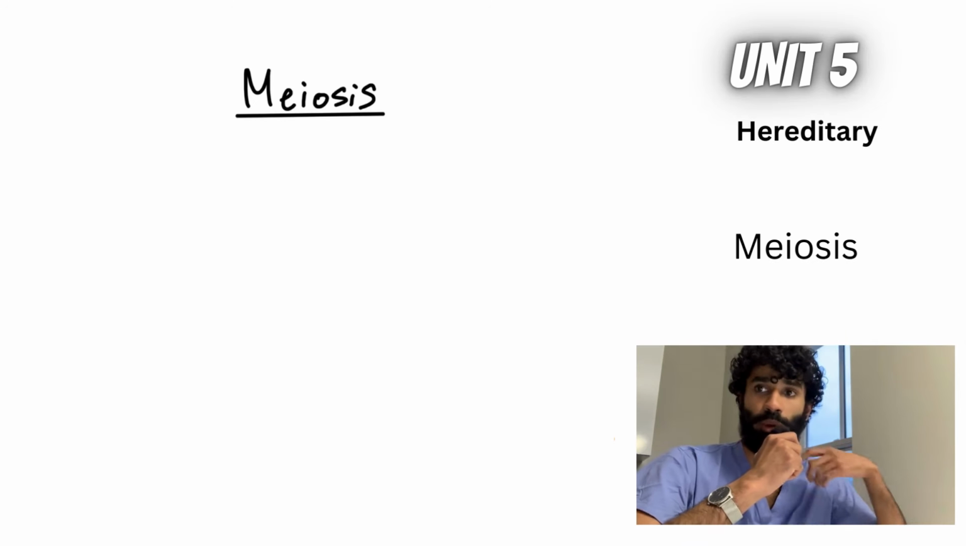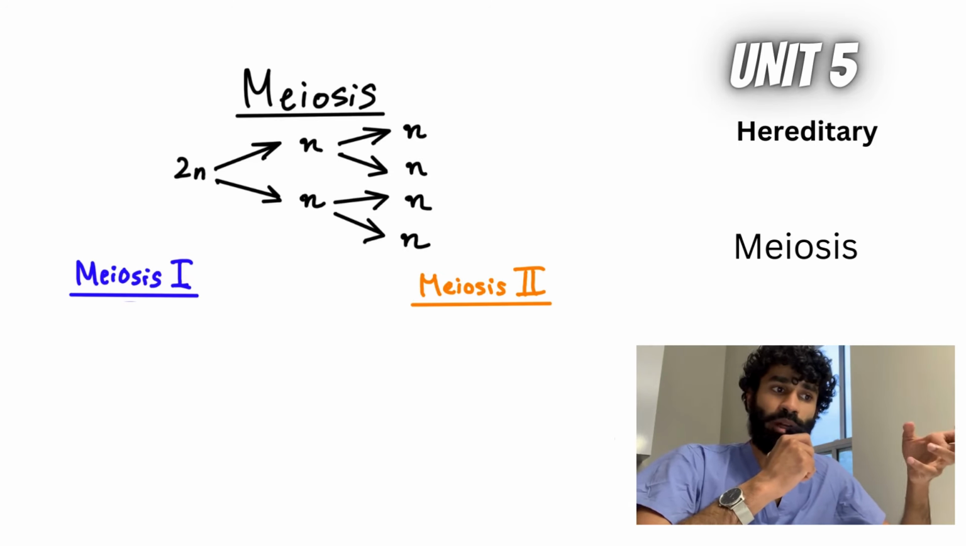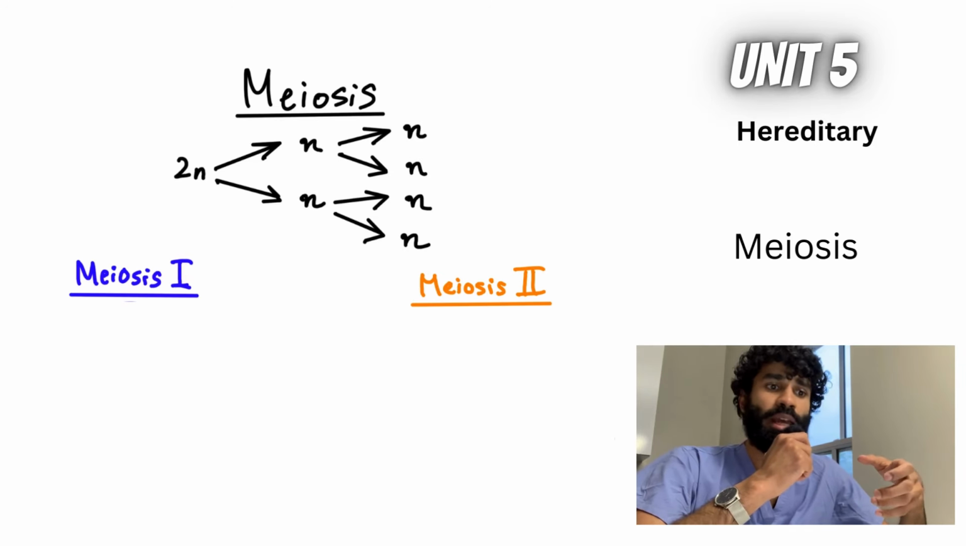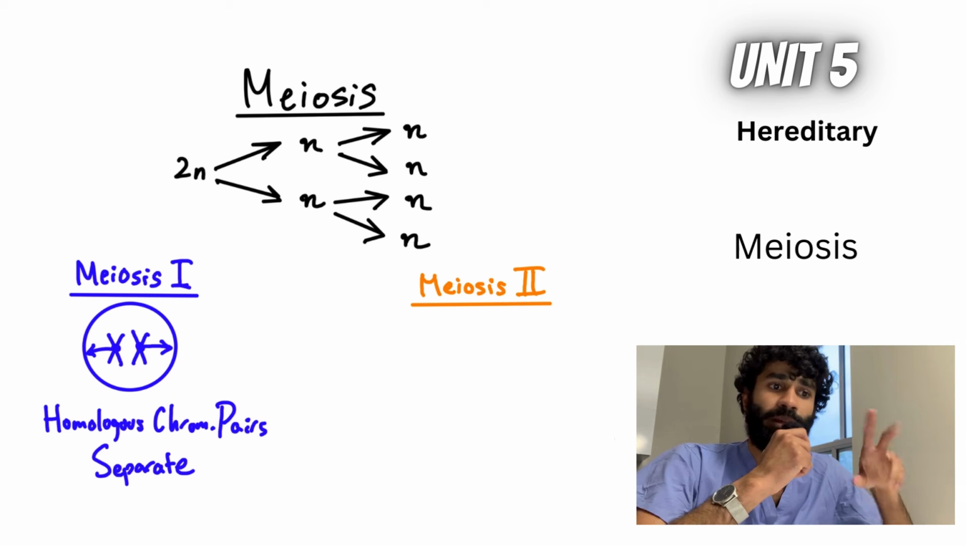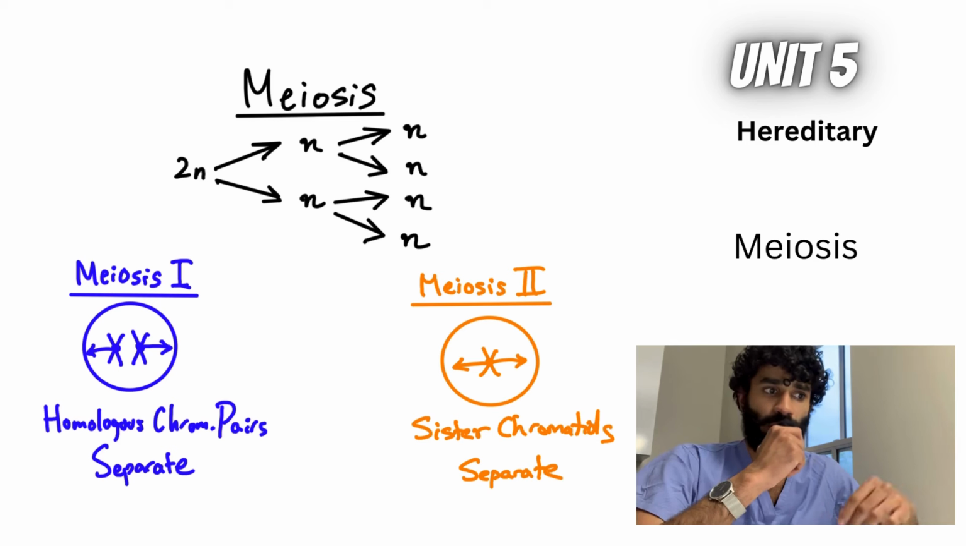Unit 5, hereditary. The first block is meiosis, which forms gametes. It's split into meiosis 1 and meiosis 2. In meiosis 1, homologous chromosomes separate. It looks like 2 X's separating, and in meiosis 2, sister chromatids separate. So a single X separates into 2 lines.